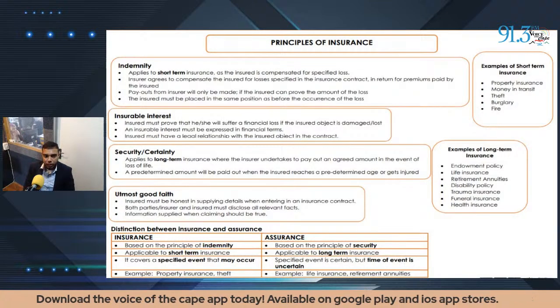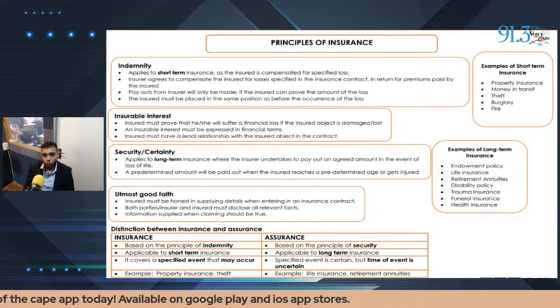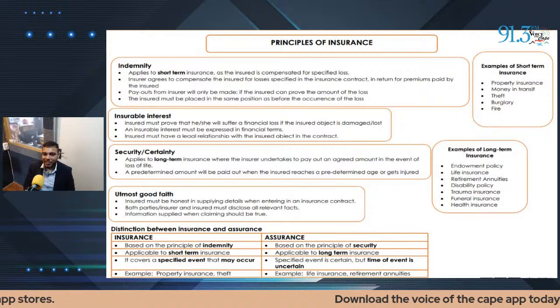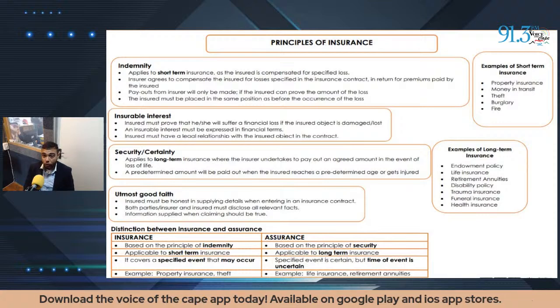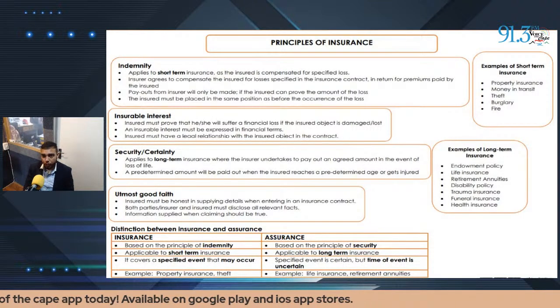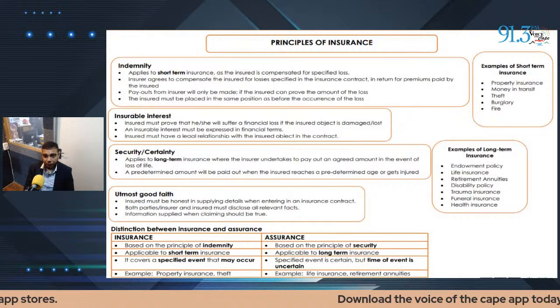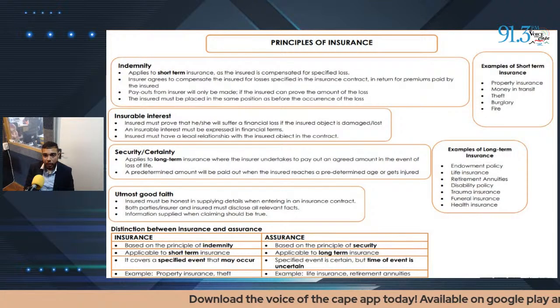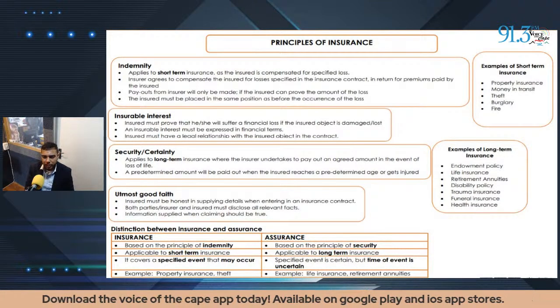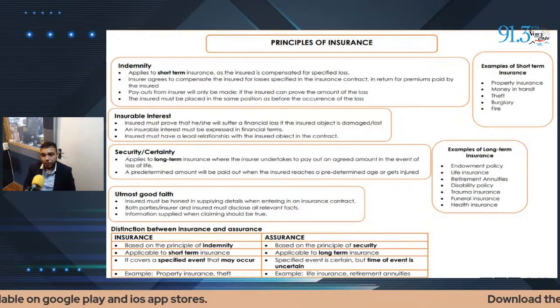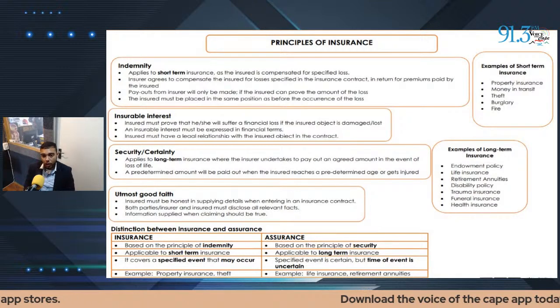Utmost good faith is that the insured must be honest in supplying details when entering an insurance contract. Both parties, insurer and insured, must disclose all relevant facts. Information supplied when claiming should be true. So examples of short-term insurance would be property insurance, money in transit, theft, burglary, or fire. Examples of long-term insurance, please know these guys, would be endowment policy, life insurance, retirement annuity, disability policy, trauma insurance, funeral insurance, as well as health insurance.